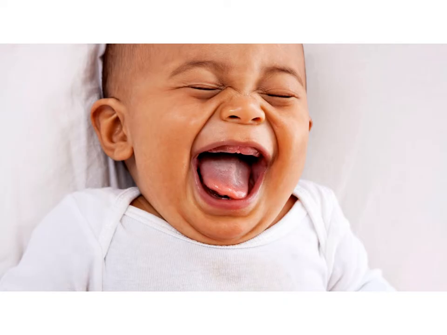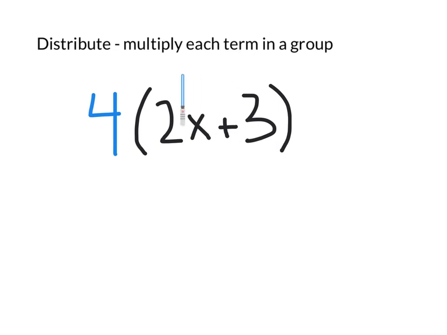That's what I thought. The word distribute means to multiply each term in a group. These parentheses right here are like a bag of items, and in our bag of items we have 2 x's and a 3. This number on the outside is the number of bags that we have. We have 4 of these bags. So to find out what we've got in total, what we do is we distribute this 4 across to each term. Each bag has 2 x's and we have 4 bags.